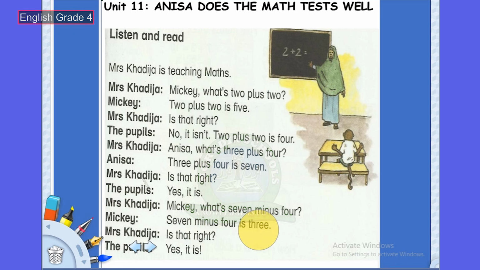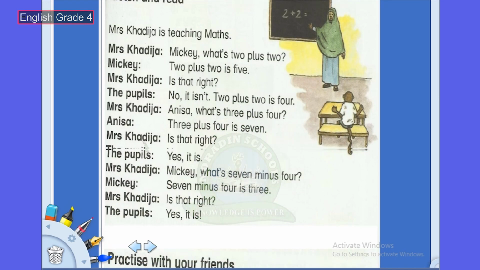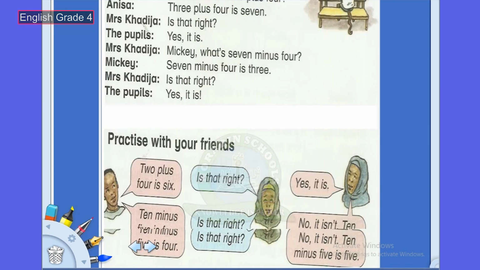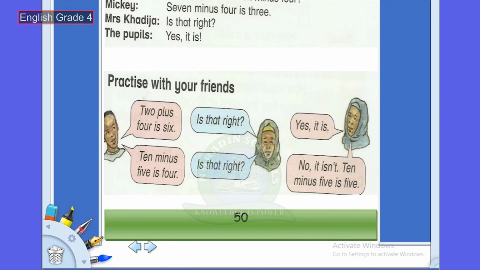Mrs. Khadija, is that right, students? The pupils said, yes, it is right.